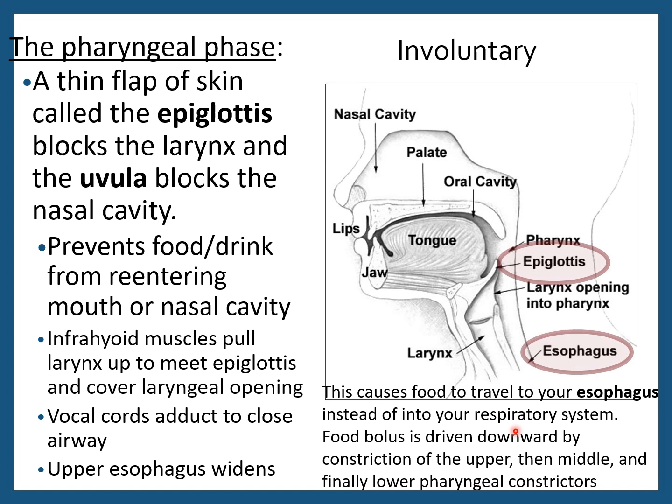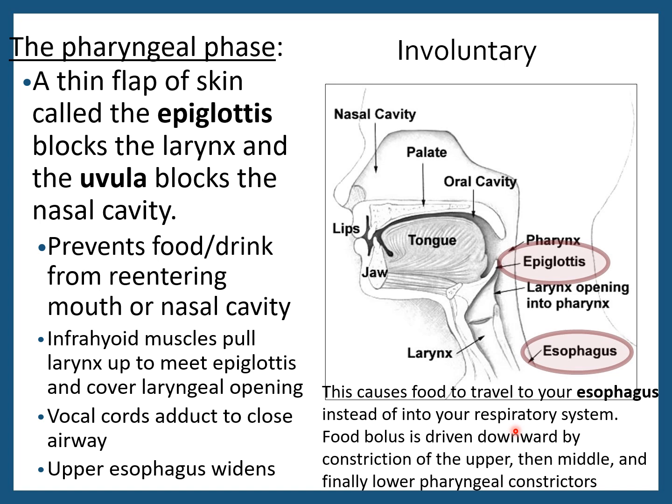So we have that epiglottis that is blocking the larynx, and the uvula is blocking the nasal cavity, preventing food and drink from re-entering the mouth or the nasal cavity. While this is happening, we have infrahyoid muscles that are pulling on the larynx, and they pull that larynx up to meet the epiglottis, and that covers that laryngeal opening.